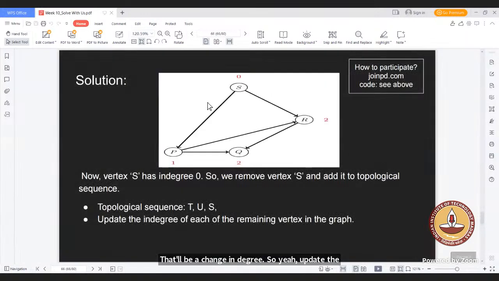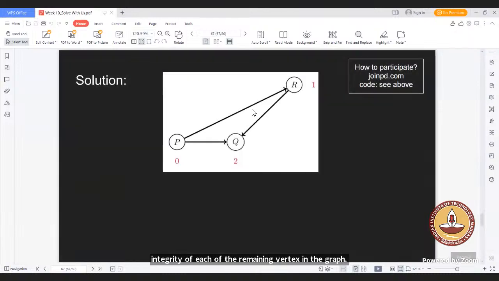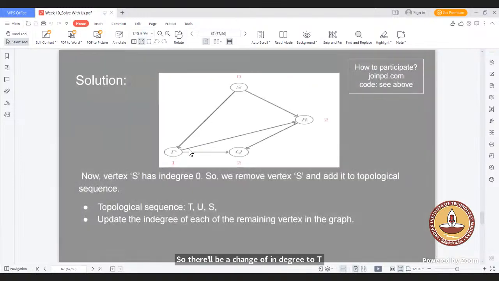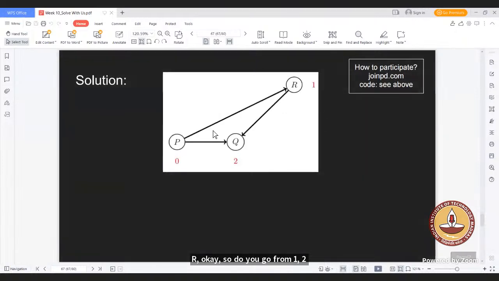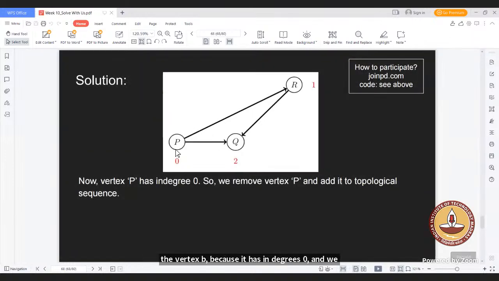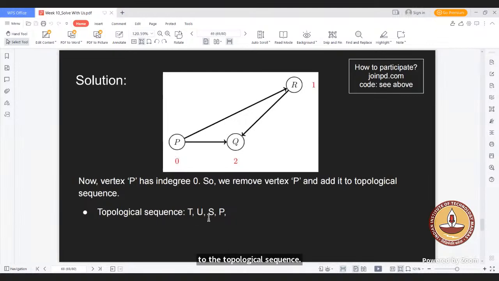So now if we remove this edge and the corresponding edges, we'll get this graph, right? There will be a change of integrity for P and R. P will go from 1 to 0 and R will go from 2 to 1. We can observe it here. Now again we have to remove the vertex P because it has integrity 0, and we'll add it to the topological sequence. So the sequence would be T, U, S and P now.